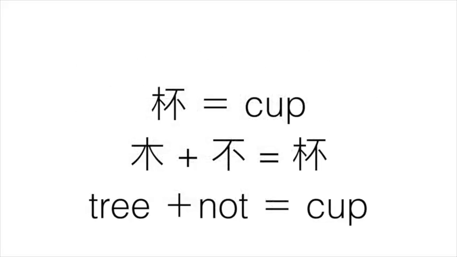Let's do another example. So using, again, the radical for tree, now we'll use the radical not. And so you want to put these two together. So we're going to look at the word cup. So when you take the first part tree and the second part not and put them together, it makes the word cup. And so for that we have a picture that actually has a little story with it.